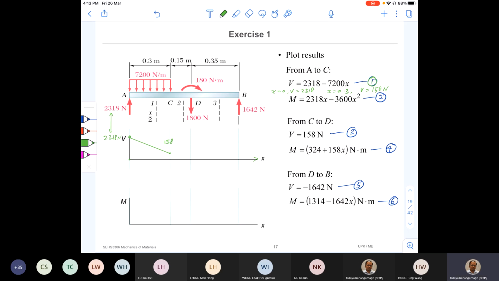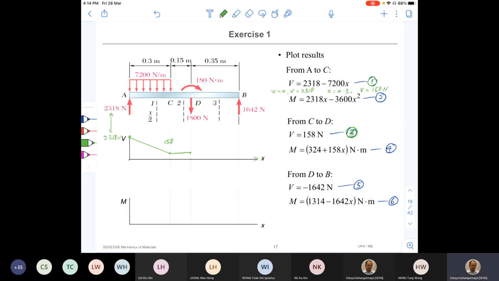Okay, and then we'll focus on equation number 3. From equation number 3, we can develop the shear force variation from C to D. It's a constant, right? 158. That means shear force remains the same from C to D. The reason is there are no external forces from C to D, just up to D, just before D, not just after D.